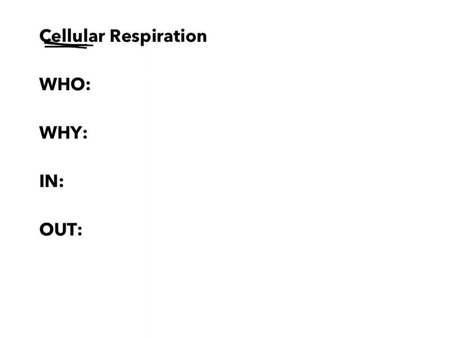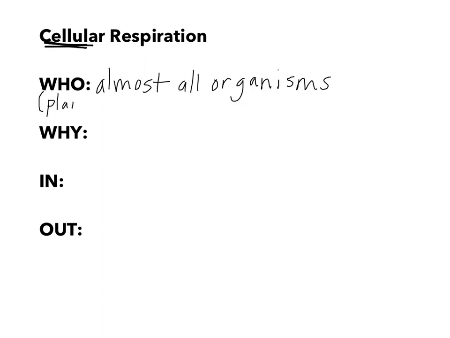In fact, it happens in the cells of a lot of organisms. If we look at who goes through this process of cellular respiration, it's almost all living organisms. There are a couple types of bacteria that don't use cellular respiration, a couple types of fungus, but for the most part, almost all organisms do this. So for our purposes, please remember that. This includes plants. Yes, plants do go through respiration when we're talking about cellular respiration.